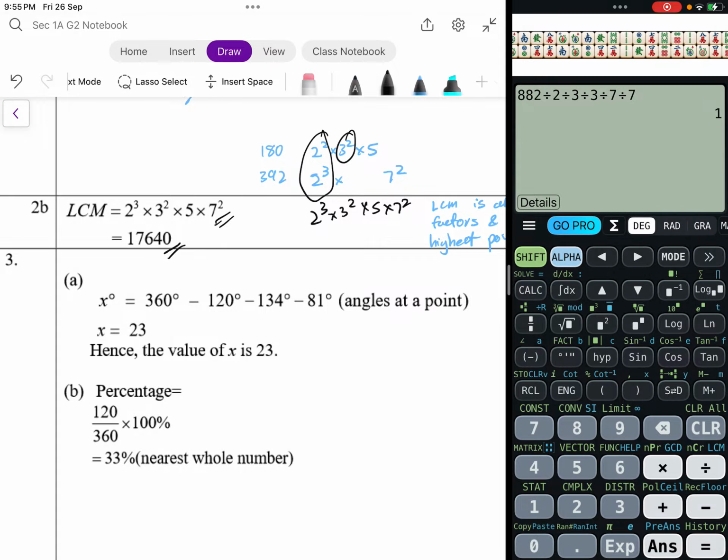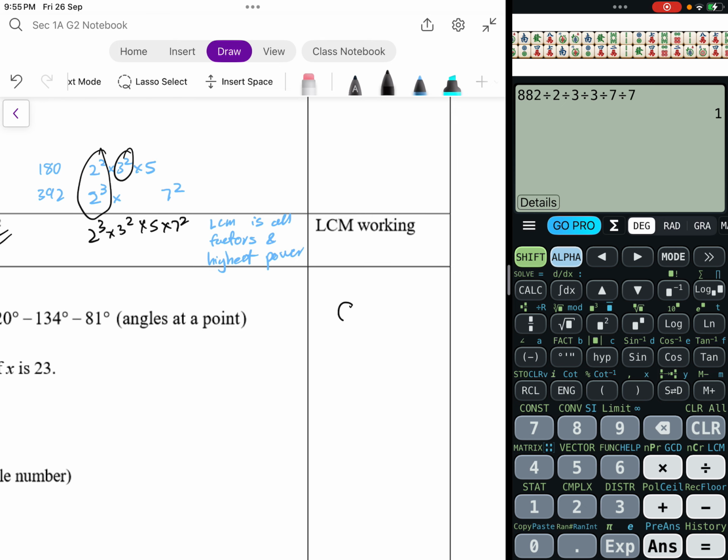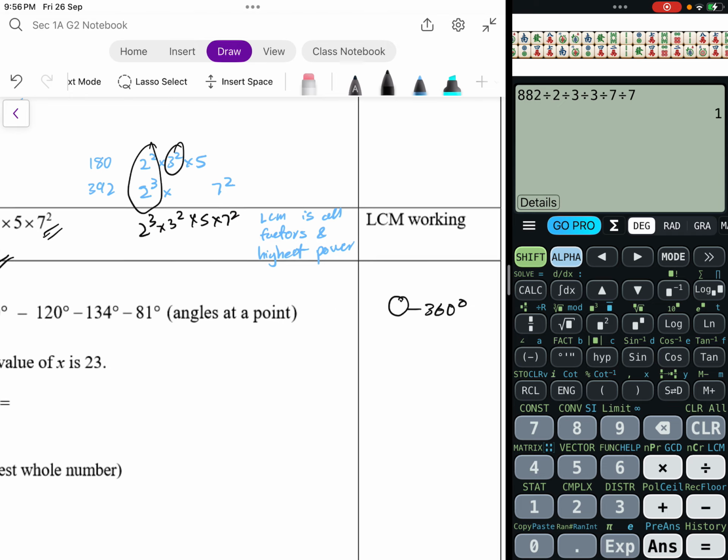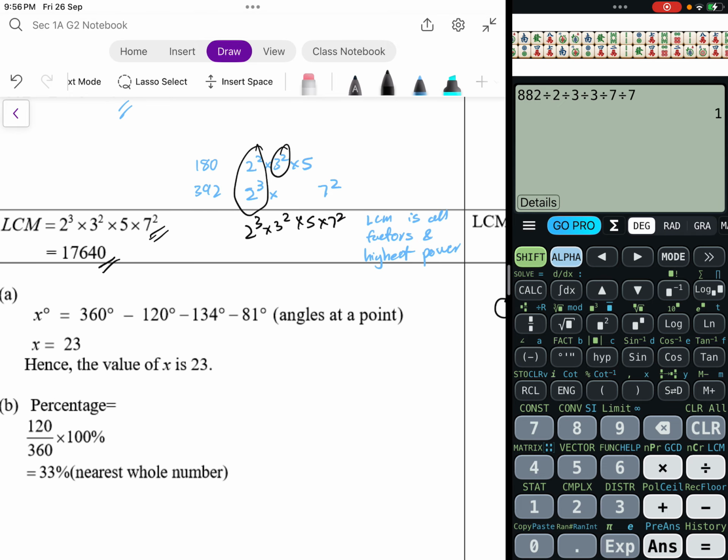Next one, question 3, pie chart. We know that the whole pie chart is 360 degrees, right? Find the value of x. Okay, so 360 minus 136. No, this is 136. This one is 134. The answer and the question are a bit different, so let's go with 134, and follow the solution.